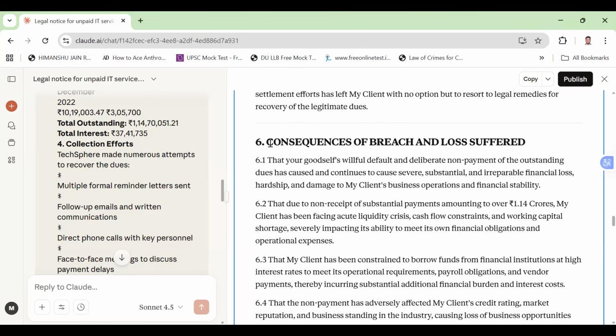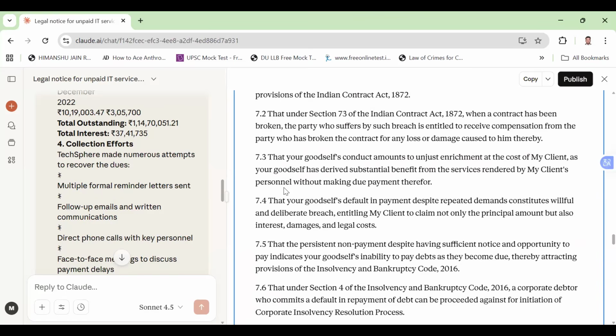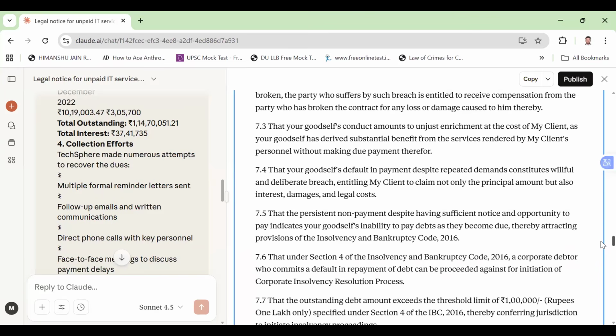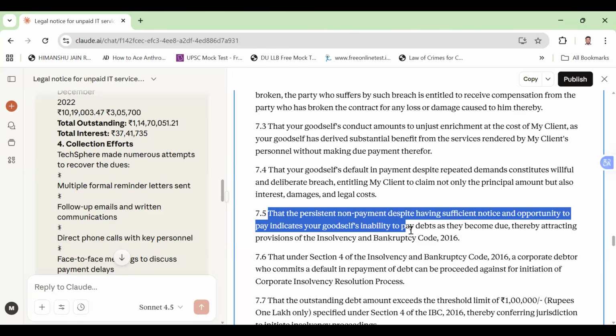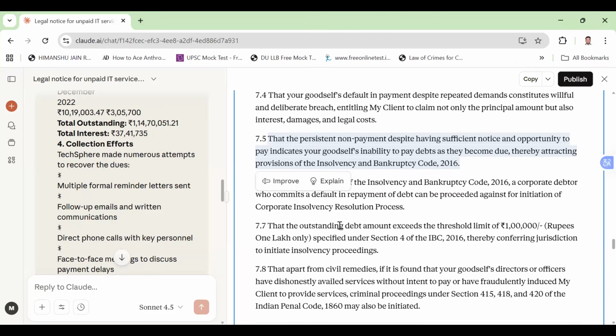And then we have written the consequences. This is the general consequences that you will be liable for. If the amount is more than 1 crore and the other company is registered under the Companies Act, then the other company is liable under the Insolvency and Bankruptcy Code also. So we have given that also, that the persistent non-payment attracts the provisions of the Insolvency and Bankruptcy Code.